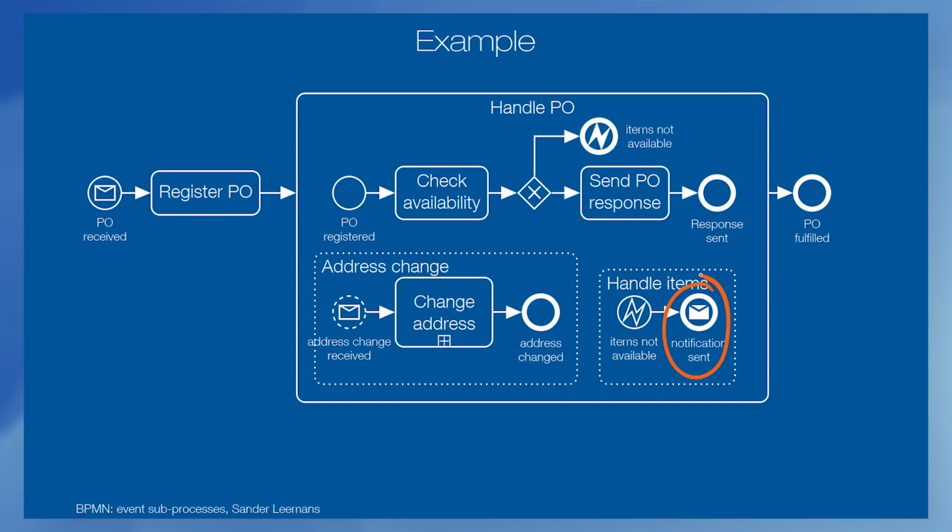Now notice that this keeps this process kind of clean. These event subprocesses are not part of the normal flow, so there are no sequence flows going in and out. So the parent of this handle PO subprocess doesn't have anything to do with these event subprocesses. And that is a nice distinction between who does what.